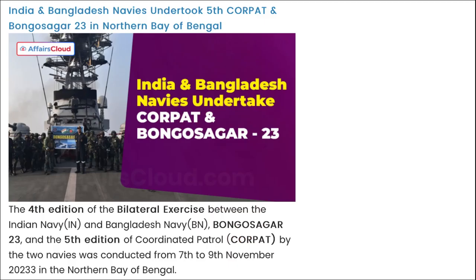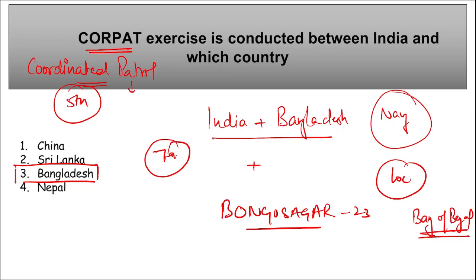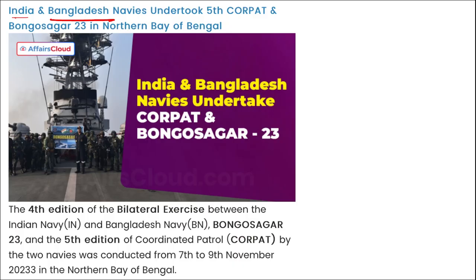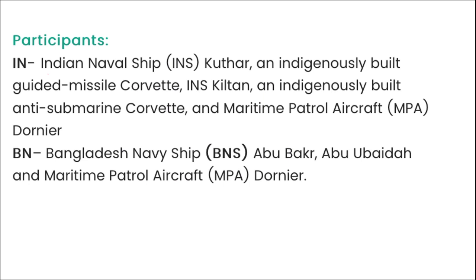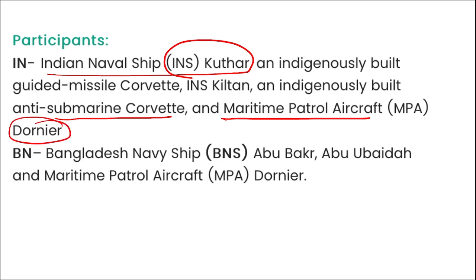Correct? Here you can see India and Bangladesh navies conducted this exercise, and as we just saw, this was the 4th edition of the bilateral exercise Bongosagar and 5th edition of the CORPAT exercise, that is your coordinated patrol exercise. The next thing that a question can be asked here is which Indian naval ship took part in this particular exercise? So INS Kuthar took part. Then submarine corvette and maritime patrol aircraft Dornier took part in this exercise.